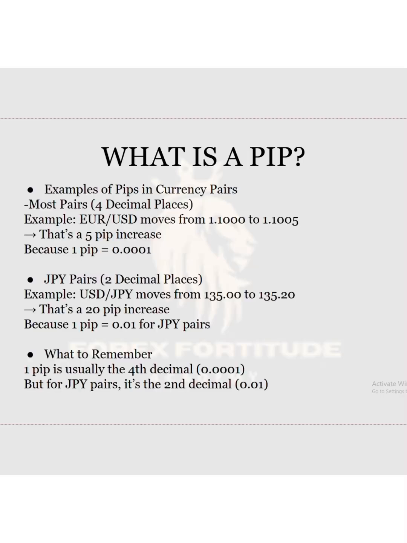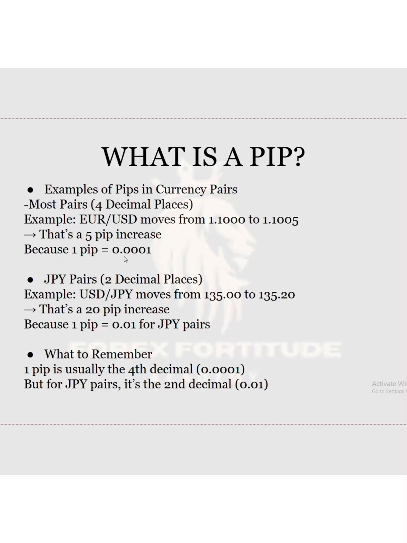Let me break this down with examples of pips in Forex trading. I said most pairs are in four decimal places. Now watch, this is Euro USD. For example, if Euro USD moves from 1.1000 to 1.1005, that is a 5 pip increase. This is the normal price of Euro USD, and then it moves, so you can identify the change in pips right here. A change of 1 pip is what we know as 0.0001.